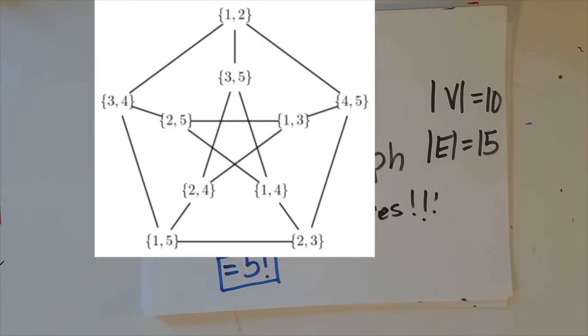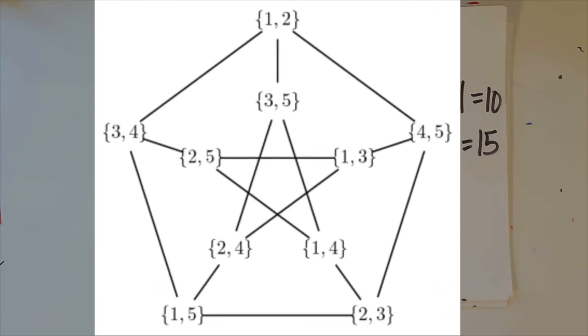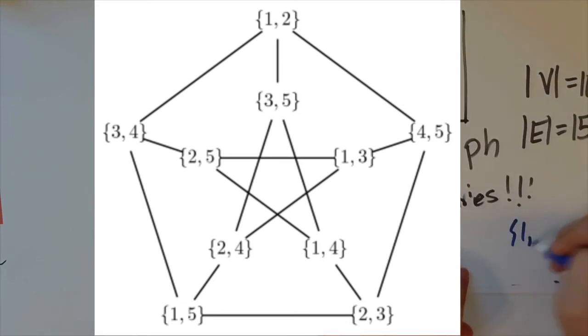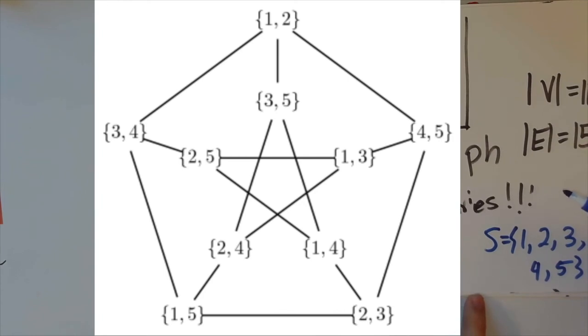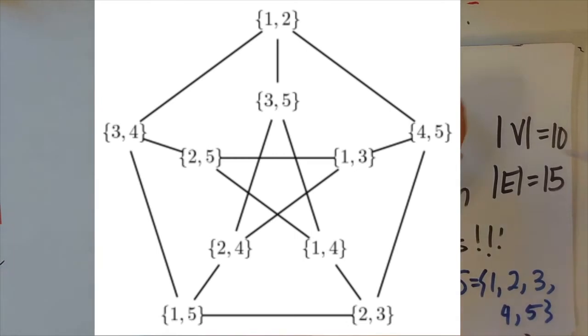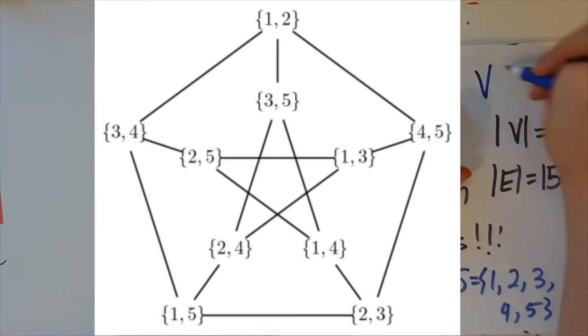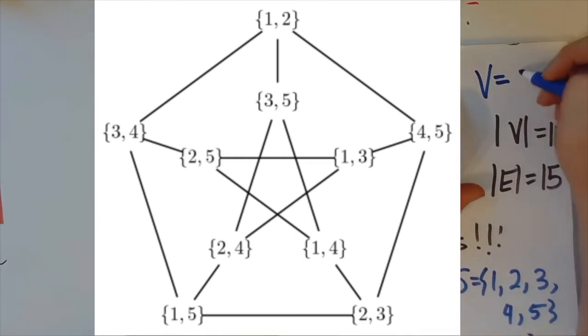the vertices here with pairs of elements out of the set 1 through 5. Okay, so I've taken here the set 1, 2, 3, 4, 5. Okay, and so that's S. And my vertex set here, the way I've labeled this, is not S, because S only has 5 things in it. The way I've labeled this actually is that my vertex set is now S choose 2.